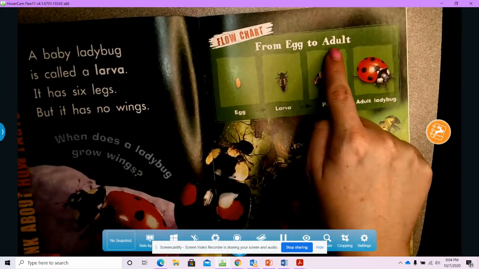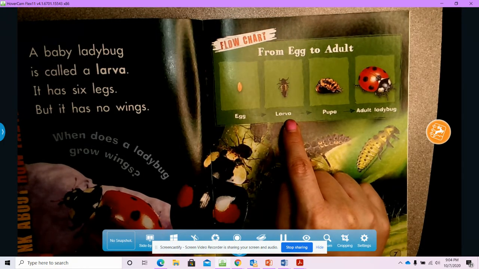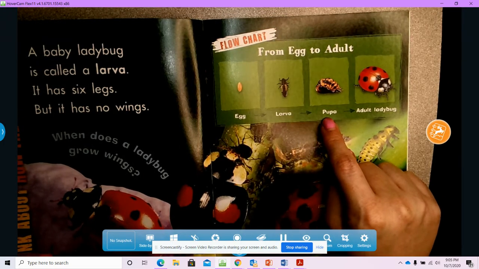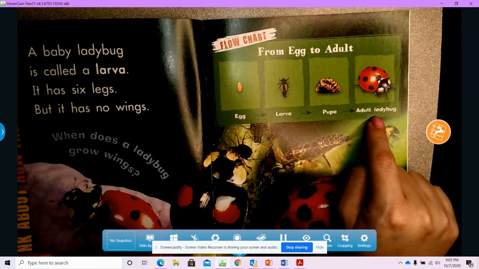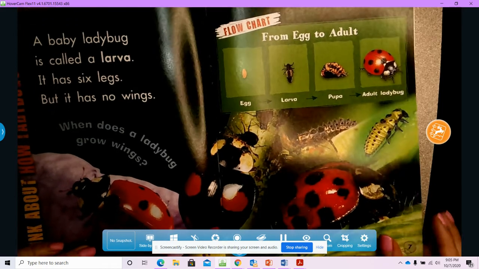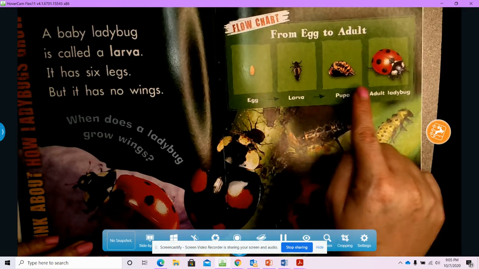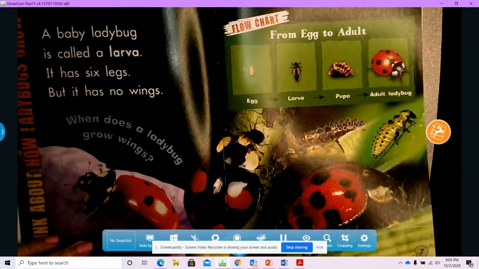Flow chart from egg to adult. So this is an egg, which then turns into larva, which then turns into a pupa, which then turns into a ladybug, an adult ladybug. How interesting. It goes through a lot of phases, just like you and I when we grow up.